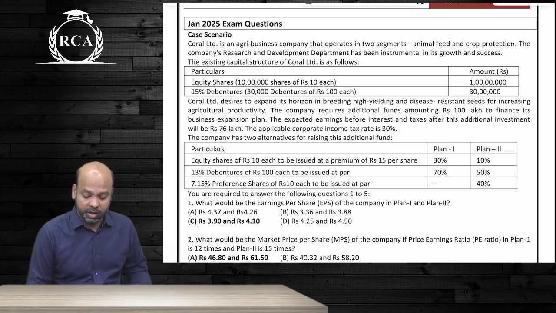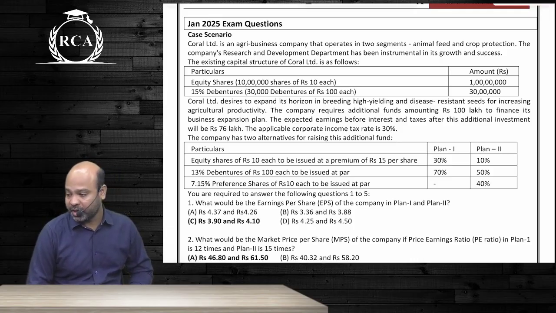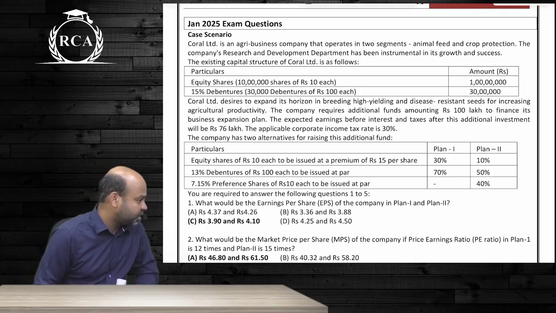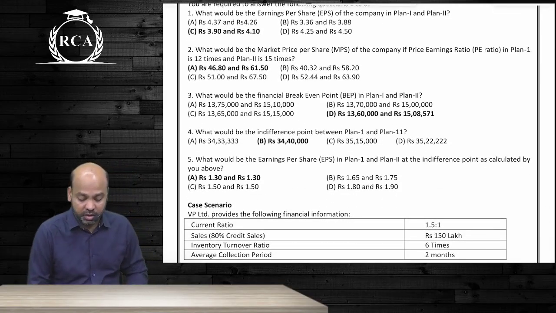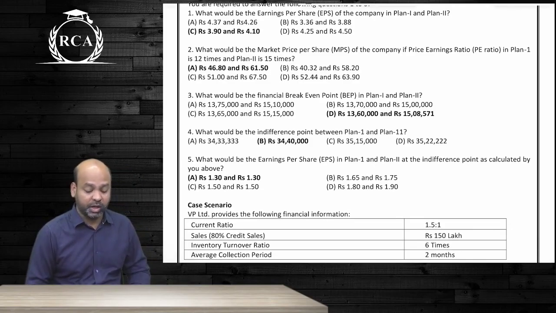The expected earnings before tax after this additional investment will be 75 lakhs. They've directly given us, guys, how much is EBIT. They've given us how you are going to raise this 100 lakhs. Two plans are given below, Plan 1 and Plan 2. All that they're asking us to compute is EPS under these plans, compute MPS. They've given us the PE ratio, asking us to compute the financial break-even point.